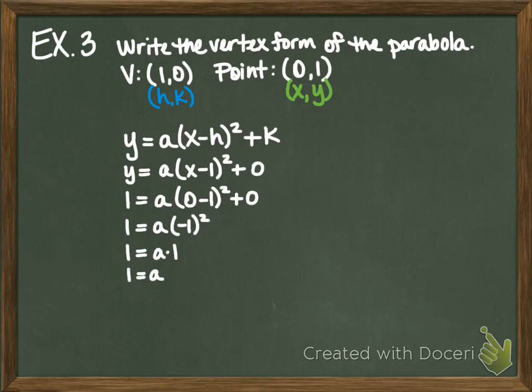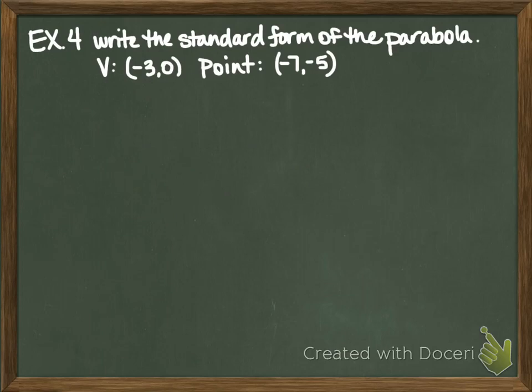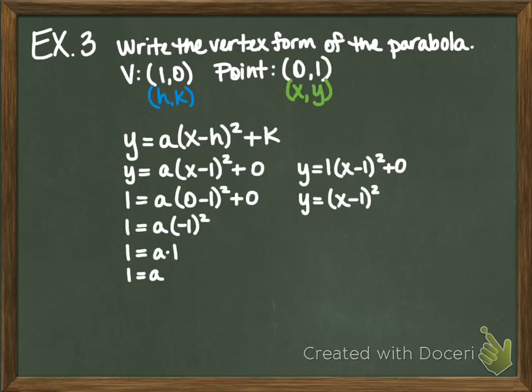So if 1 equals a times 1, then a has to equal 1. Once I know my a, I'm going to take a and h, k and plug them back into vertex form. I don't need my ordered pair anymore. The only purpose of the ordered pair was to find a. So y equals 1 times (x minus 1) all squared plus 0. Now, you can do a little bit of simplifying if you need to. The plus 0 isn't doing anything, and the 1 in front of the parenthesis isn't going to change anything. So I would write this as just y equals (x minus 1) all squared.